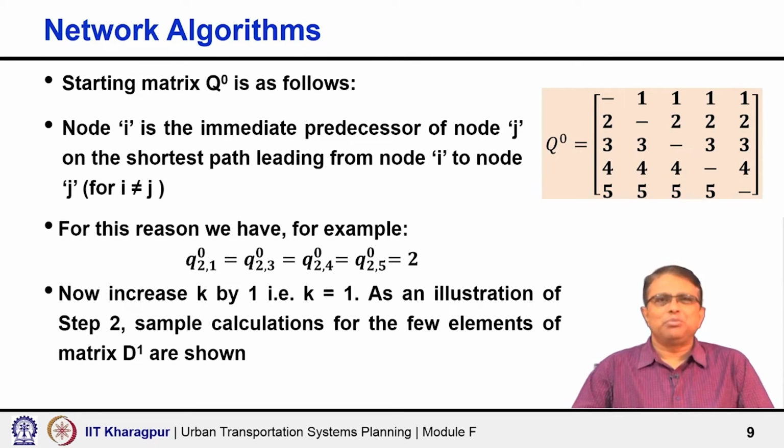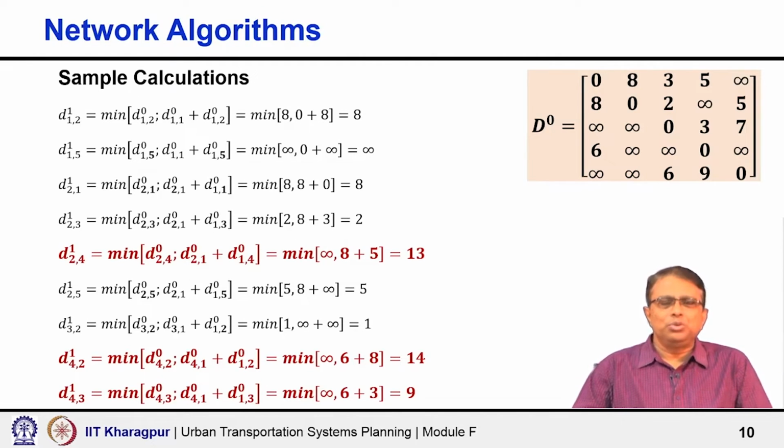So, that is my predecessor matrix. Now I am ready with my D0 matrix, and I am also ready with my K0 matrix. The K was initially assigned as 0, and I will now increase K by 1. So K will be 1. Now what shall I do?